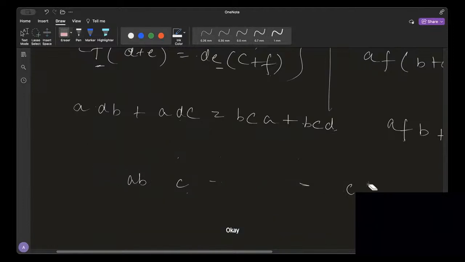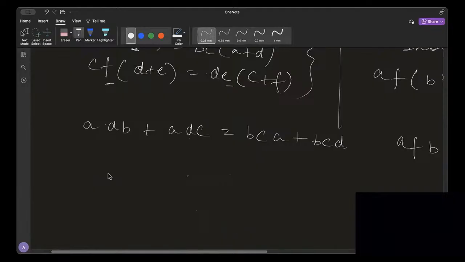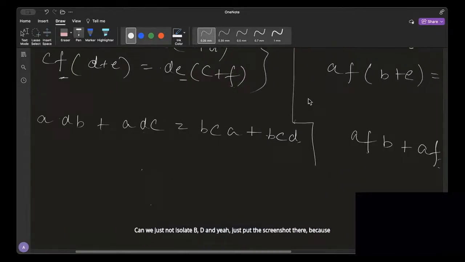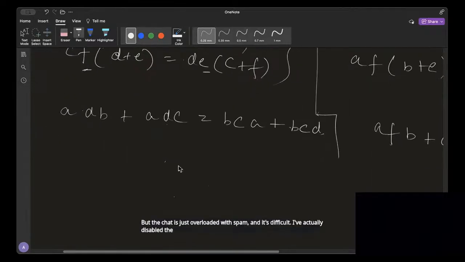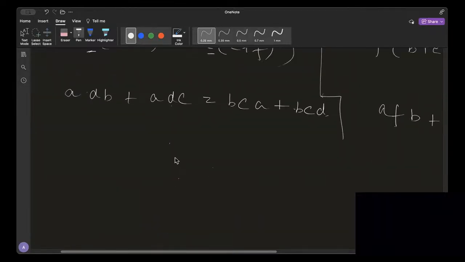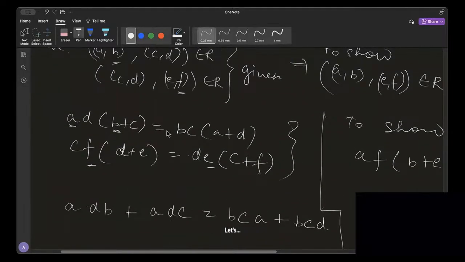Okay. So I don't know. Maybe I can send an email or take some photo and send it. You can put it in the chat, just isolate the section and screenshot. Yeah, just put the screenshot there, because the chat is just overloaded with spam. It's difficult. I've actually disabled the chat itself. There is no spam now, because only 47 people are left.